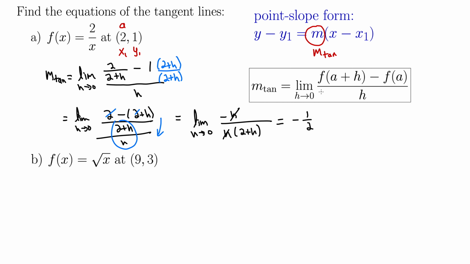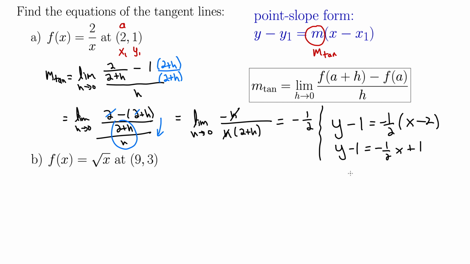Okay, so let's clear out some space here. So we have y minus y1, which is 1, equals negative 1/2, that's our m, times x minus 2, there we go, and let's just clean it up a little bit. y minus 1 equals negative 1/2 x plus 1, and then finally solving for y gives us y equals negative 1/2 x plus 2. So there is the equation of the line tangent to the curve 2 over x at the point (2, 1).